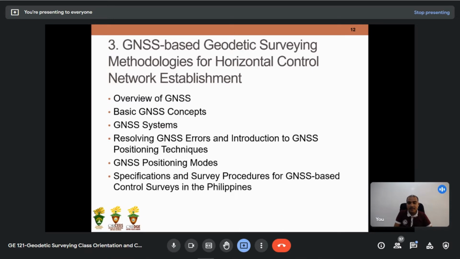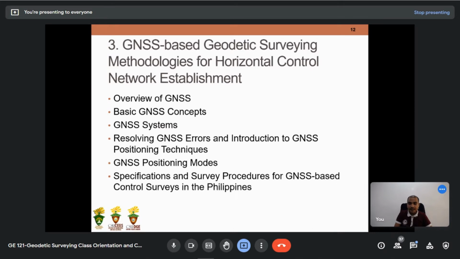So those are the positioning techniques being employed. Usually what is used is RTK, or real-time kinematic positioning technique. Next are the positioning modes. Actually, these are connected to the introduction to positioning techniques. And also, we are going to discuss the specifications and survey procedures for GNSS-based control surveys in the Philippines.